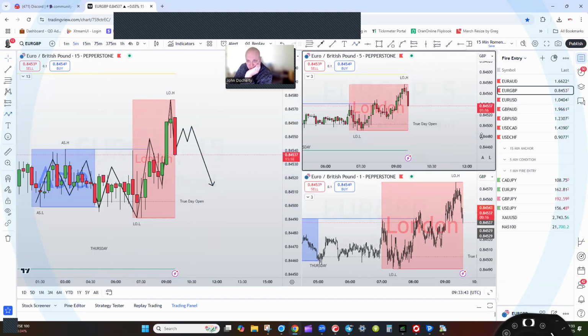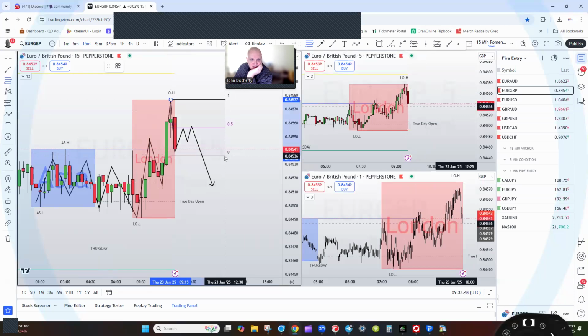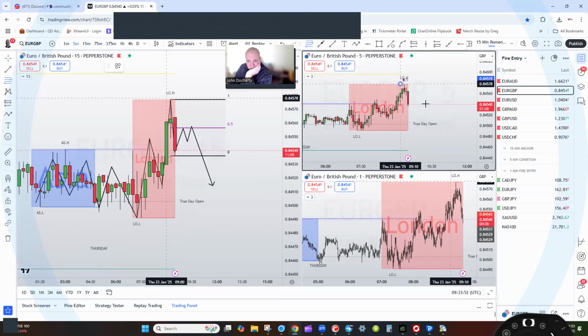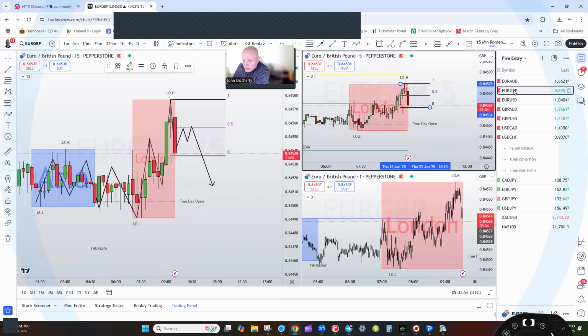So again, what we can do, we can follow the price as we swept both sides, and we'll see what happens with that. We'll bring this into the 15-minute anchor. We will turn it orange. We'll go to the Euro USD.